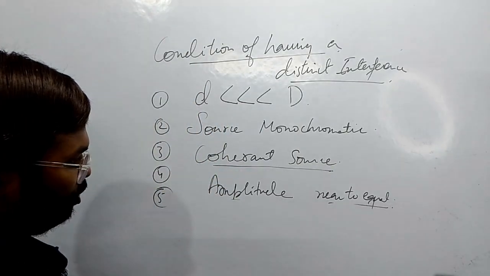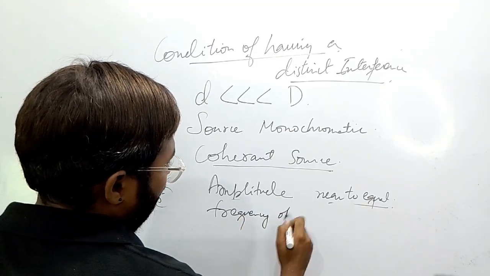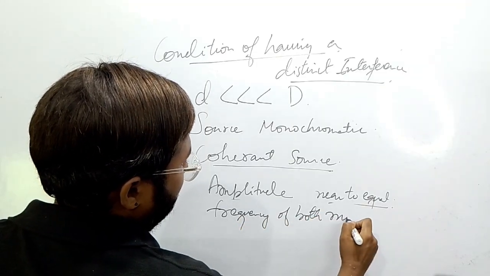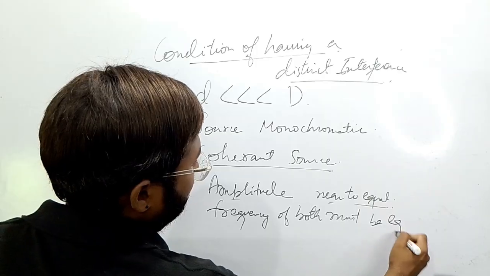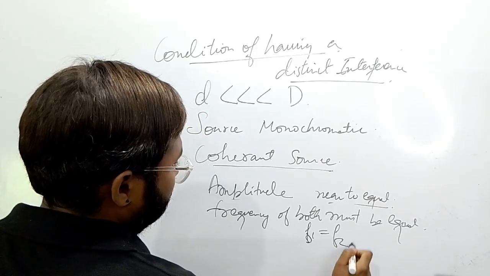Frequency of both lights should be equal. Number 5: frequency of both must be equal, f1 equal to f2.